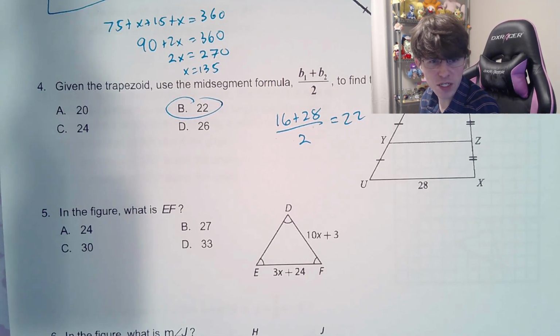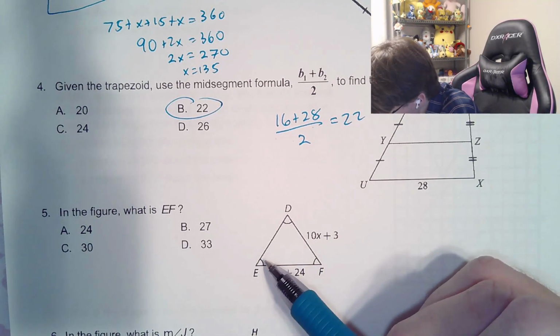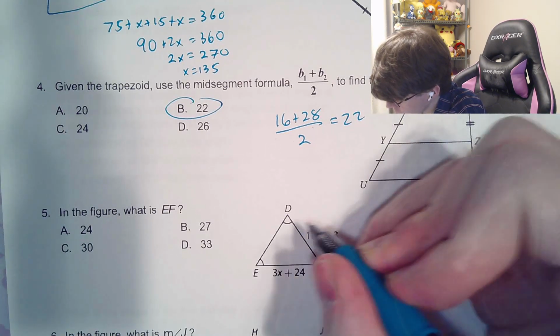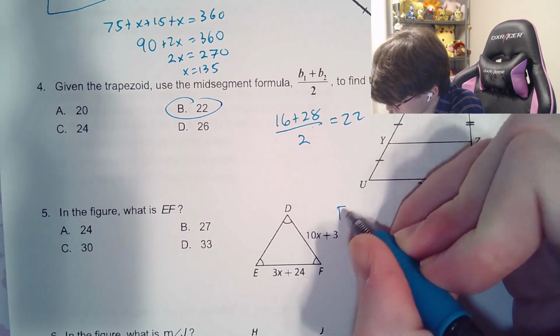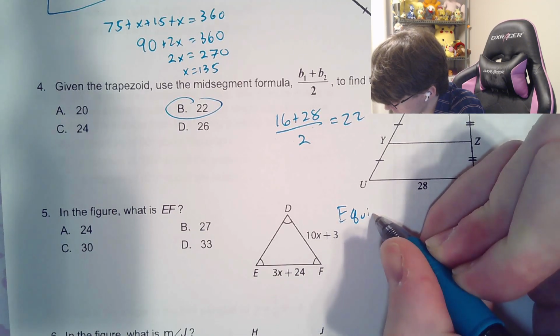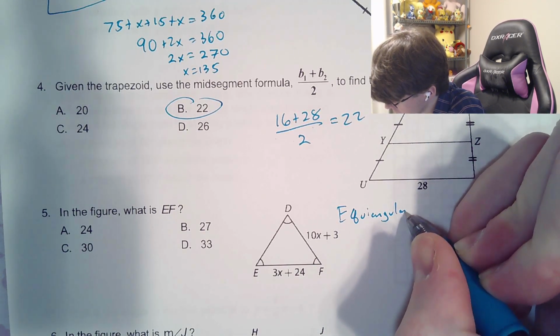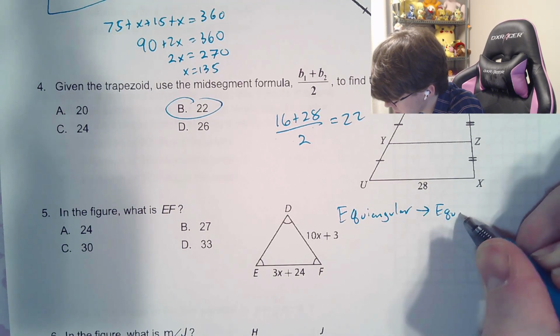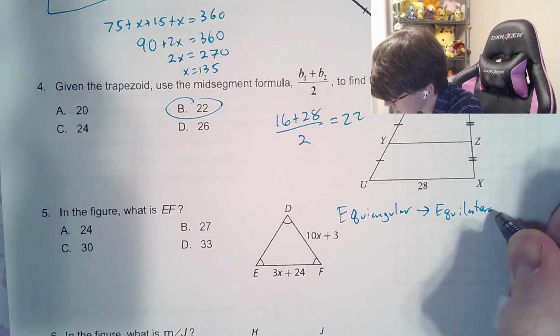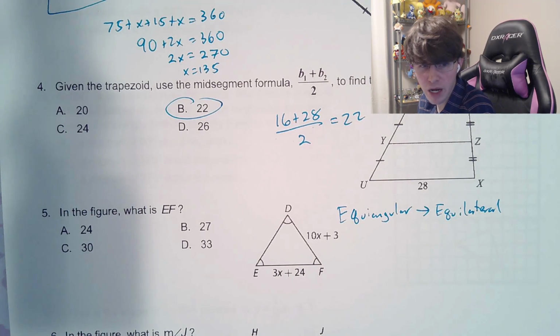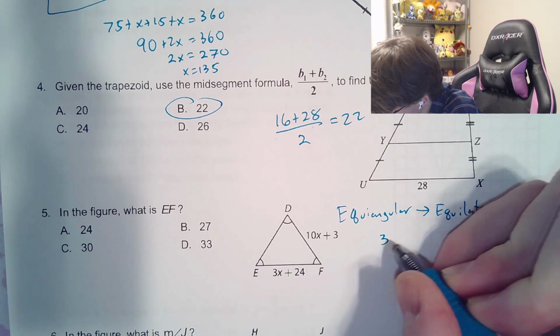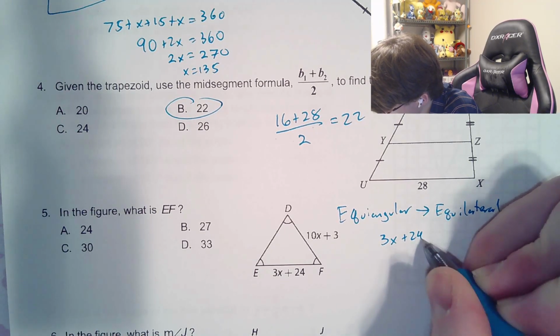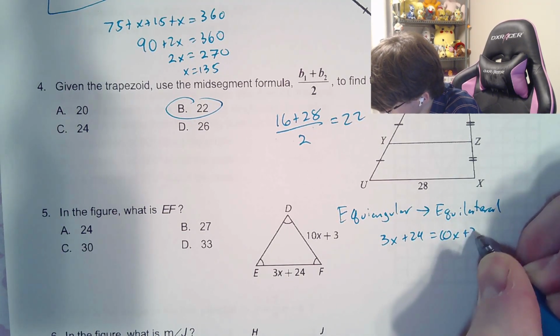In the figure, what is EF? So the main idea here is all three of these angles are the same. So we call this an equiangular triangle, equiangular. But equiangular directly implies that it's equilateral, meaning that if it's equiangular, it's automatically all the same sides. So because they're all the same side, we can go ahead and set up an equation that 3x plus 24 is equal to 10x plus 3.